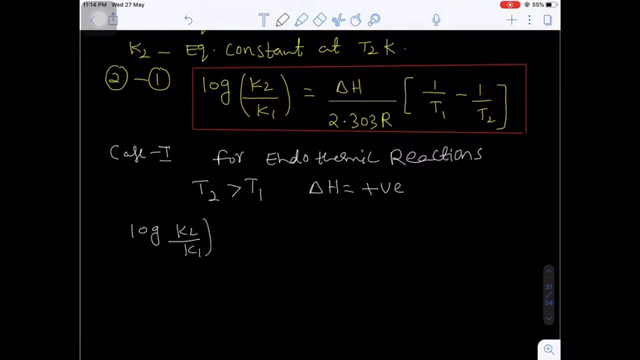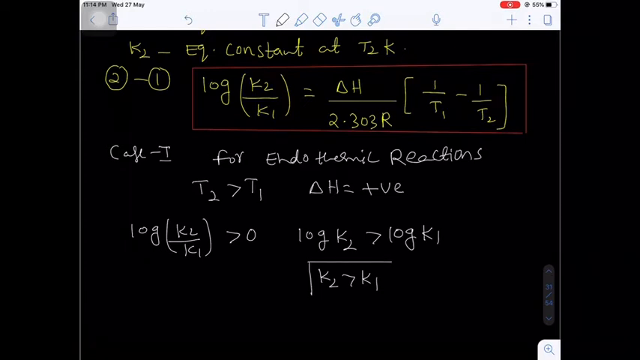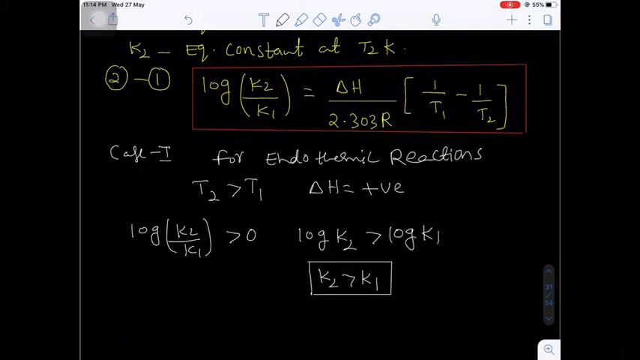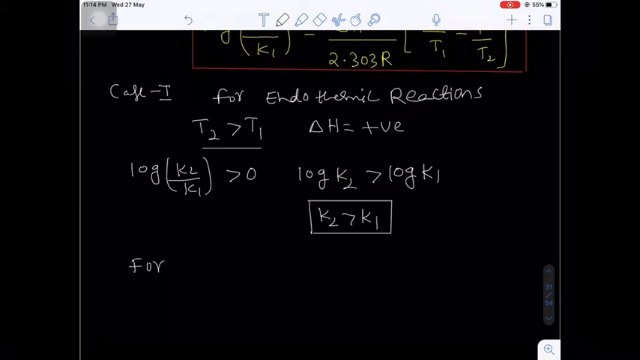That means the log of K2 by K1 is greater than 0. That means log K2 should be greater than log K1. That means K2 should be greater than K1. Okay, now this is the relation between temperature and equilibrium constant. You are increasing the temperature. Then what about the equilibrium constant? It also increases. This is very important for endothermic reaction.